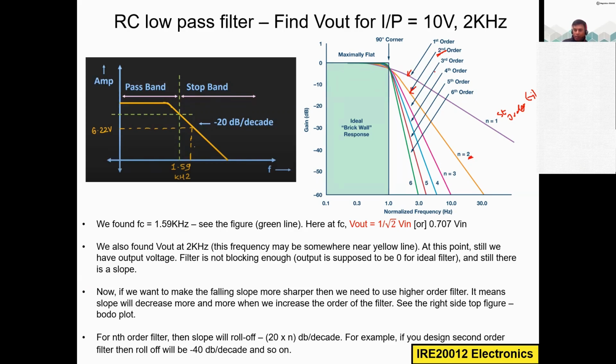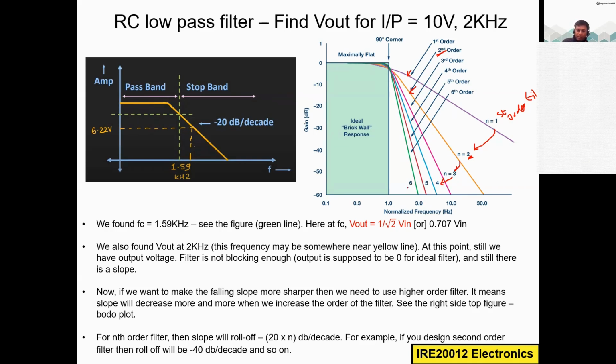And the third order, what is happening? This is a little sharper than this one. So the third order filter is falling down a little sharper. And then the fourth order filter, the fifth order filter, the sixth order filter. Remember, when you increase the order, from 1 to 2, 2 to 3, 3 to 4, the curve is falling down sharper and sharper. That is the key point you have to remember. That is what we want, because the output is becoming 0.